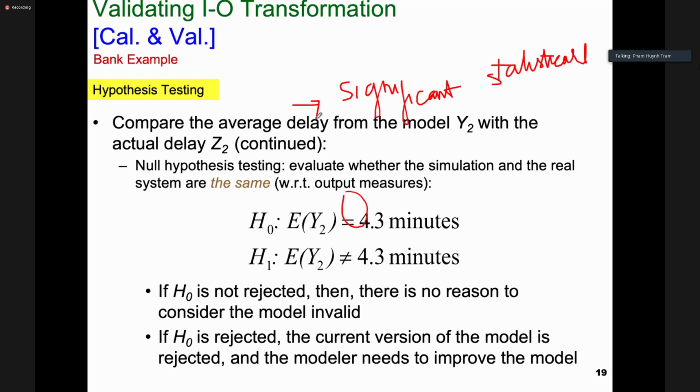And later, we also think of another factor. The result may be a significant statistical difference, but is it a significant practical difference or not? So here we have two concepts. One is statistical difference and another one is practical difference.